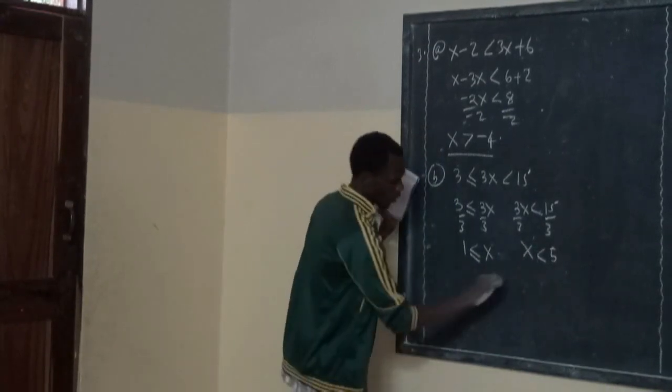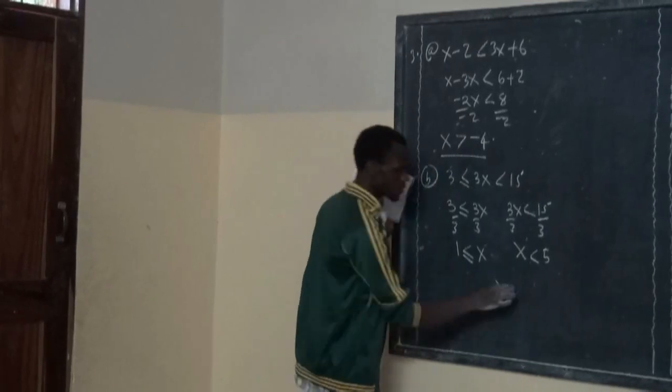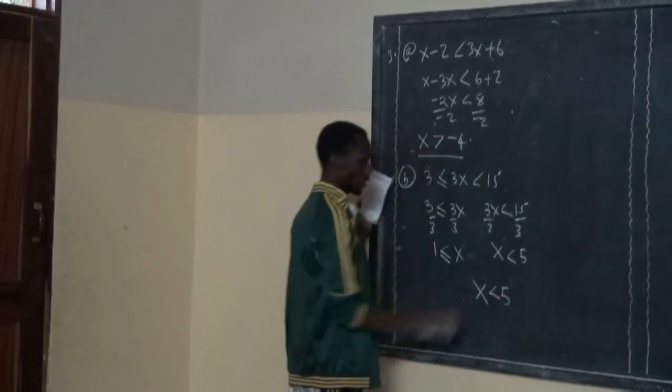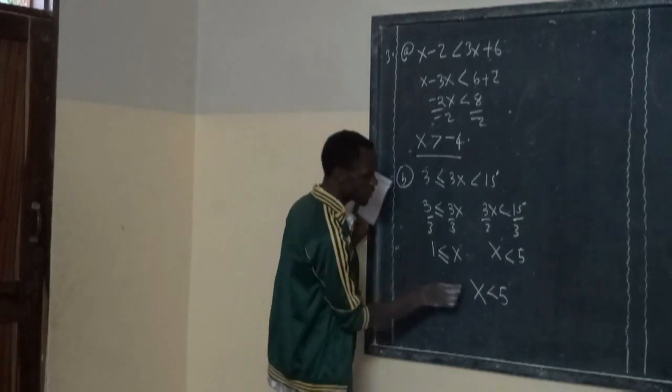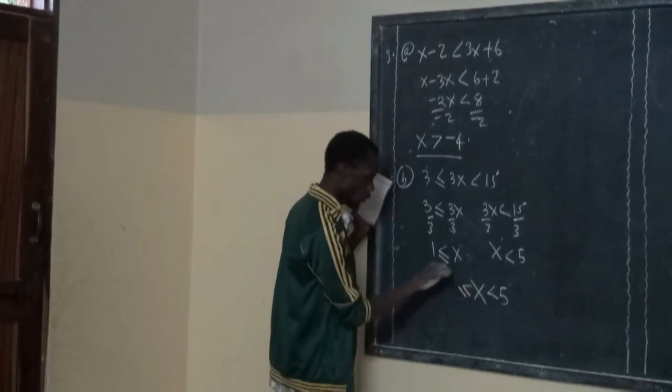Now we collect them. We put x. Now x is less than 5. You understand? Now x is greater than or equal to 1.